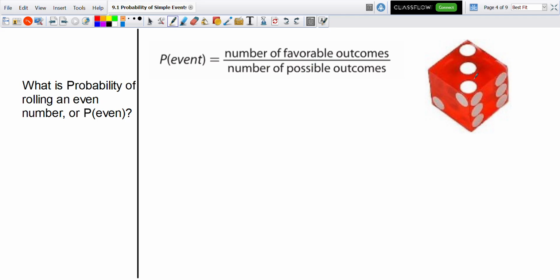Well, I know on a dice roll I could roll a 2, a 4, or a 6. Those are my favorable outcomes. Right? So there are 3 favorable outcomes. How many total possible outcomes are there? Well, again, we know that there are 6 different sides on the die, so it's a 3 out of 6 chance that we get an even.